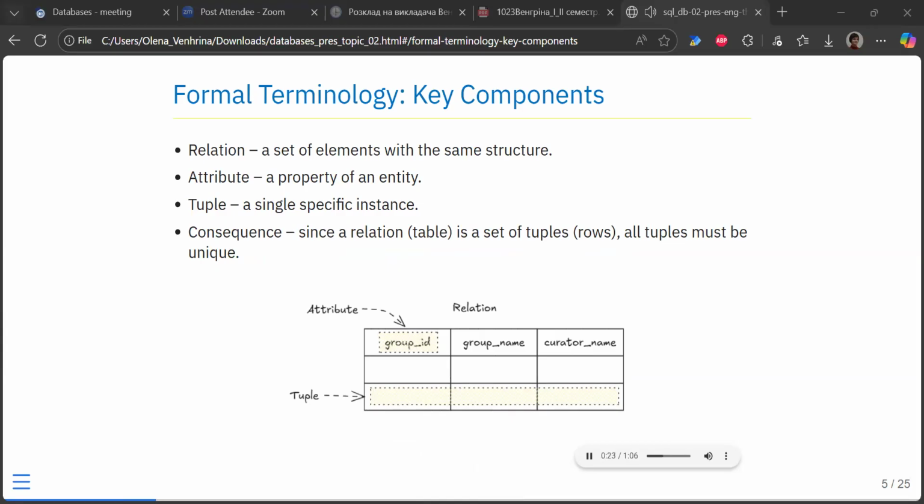Second, attribute. This is the formal name for a column. This term is already familiar to us from the conceptual level. It describes one property of the entity we store, for example, a student's surname or a group name.